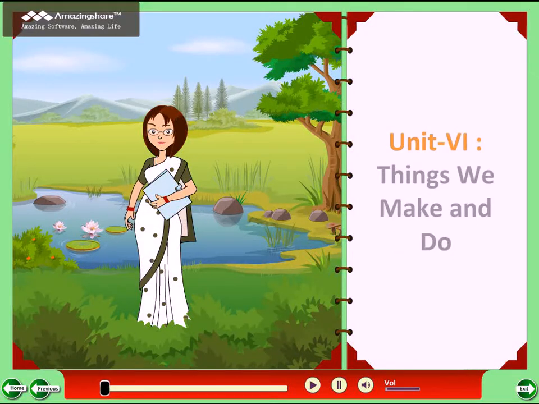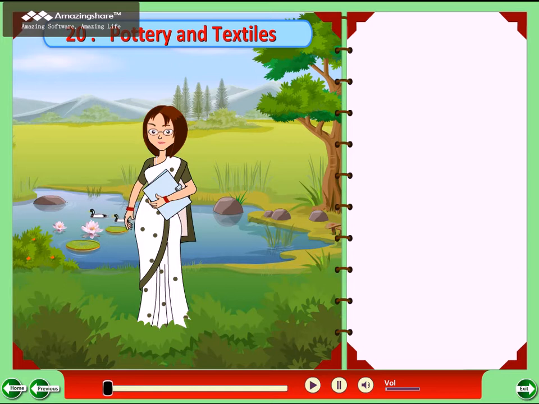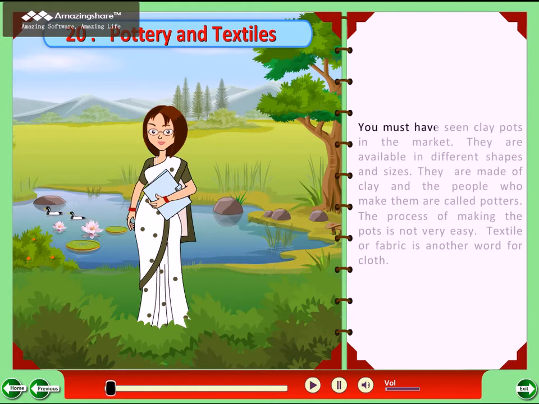Unit 6, Things We Make and Do. Chapter 20, Pottery and Textiles. You must have seen clay pots in the market. They are available in different shapes and sizes.